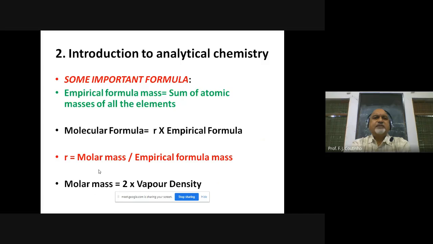So we have studied some important formulas. That is, empirical formula mass is equal to the sum of the atomic masses of all the elements. Also we have studied molecular formula is equal to R times the empirical formula, where R is any integer. The value of R can be found out by molecular mass divided by empirical formula mass. Then we have also known the relation: molecular mass equals twice the vapor density. So these are the important formulas.